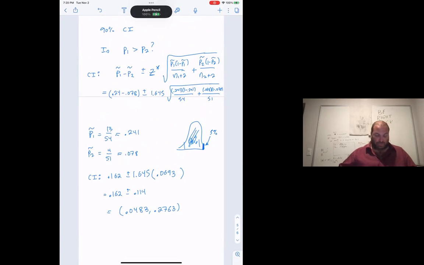So what does the calculator tell me as my 2 proportion Z interval? It says 0.04833 and then 0.27629. So essentially what I got down there.